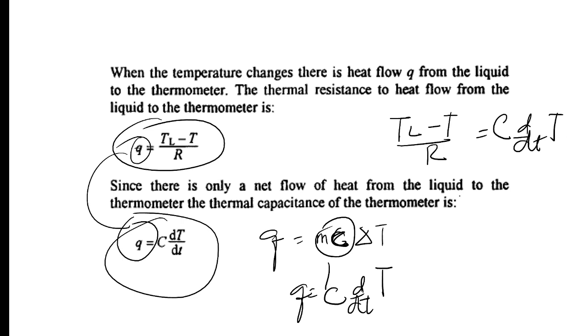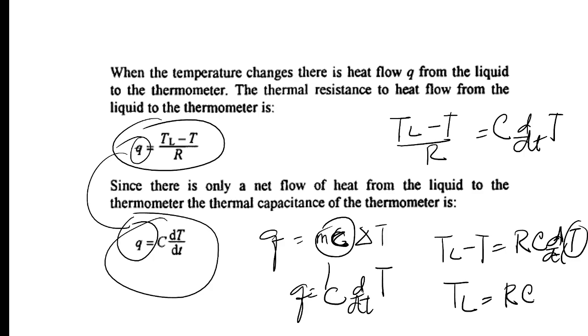So what we have to do is to cross multiply and rearrange. So TL minus T equals RC, the derivative of T. Now, if we are going to model this, d over dt, we can have TL, the temperature of the liquid, equal to the resistance times the capacitance times the derivative of the temperature at the thermometer, plus the temperature at the thermometer.